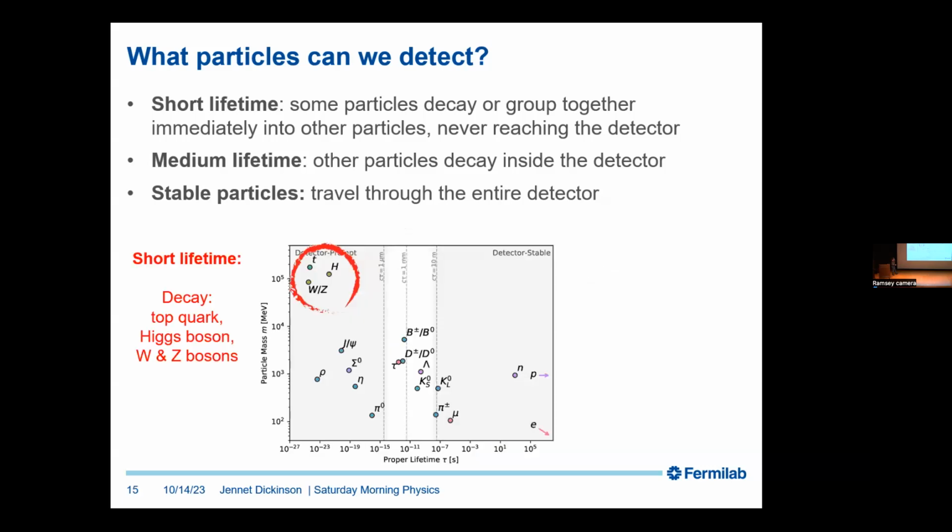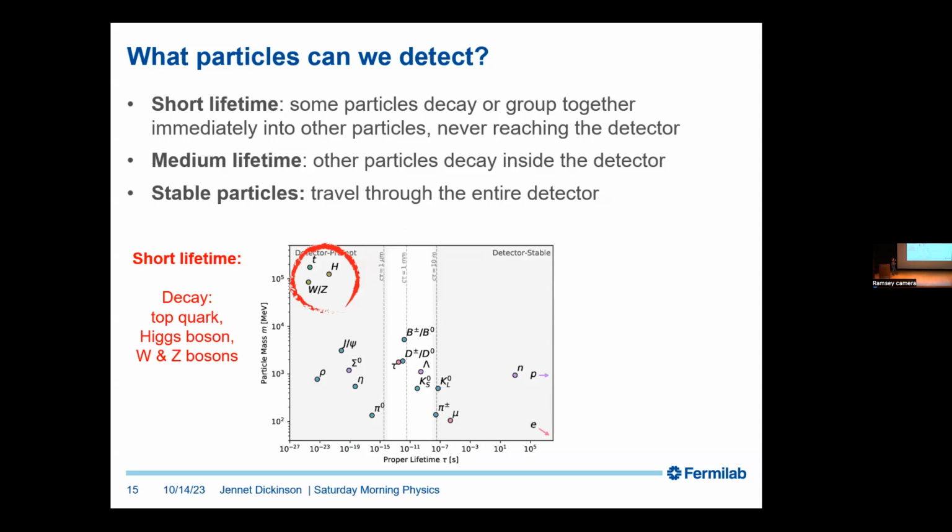So in terms of short lifetime particles, some of the most interesting ones are the top quark, the Higgs boson, and the W and Z bosons. I would say this is a reason that we haven't studied the effects of gravity on the W and Z bosons, because they live for 10 to the minus 26 seconds. So not exactly easy to do.